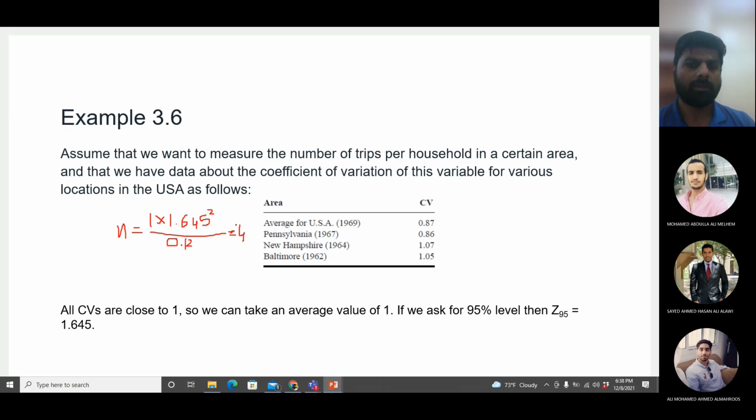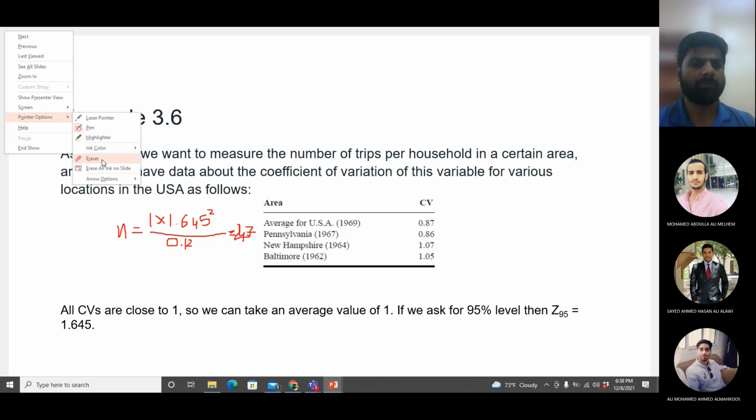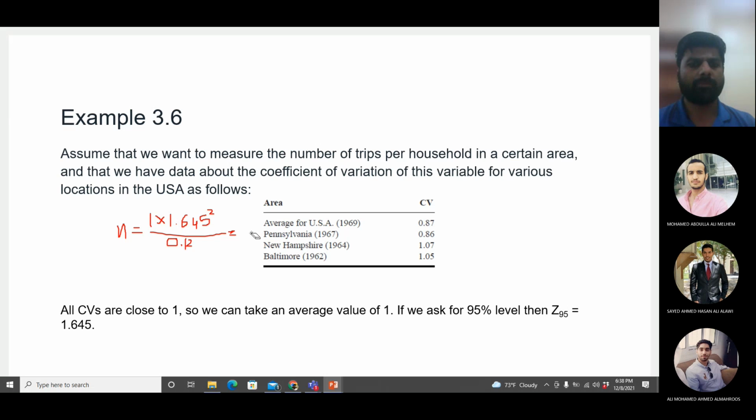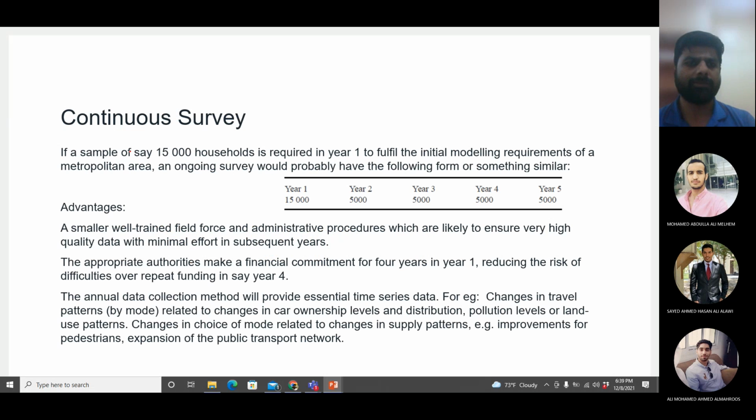270.6. 271. Okay, let us take it 271. That is fine. Obviously, this is minimum, so you round it off. 271. So these are basically normal values, 95% confidence and 10% error. These are normal values, but it can change. CV was the only thing which you needed from the last year.